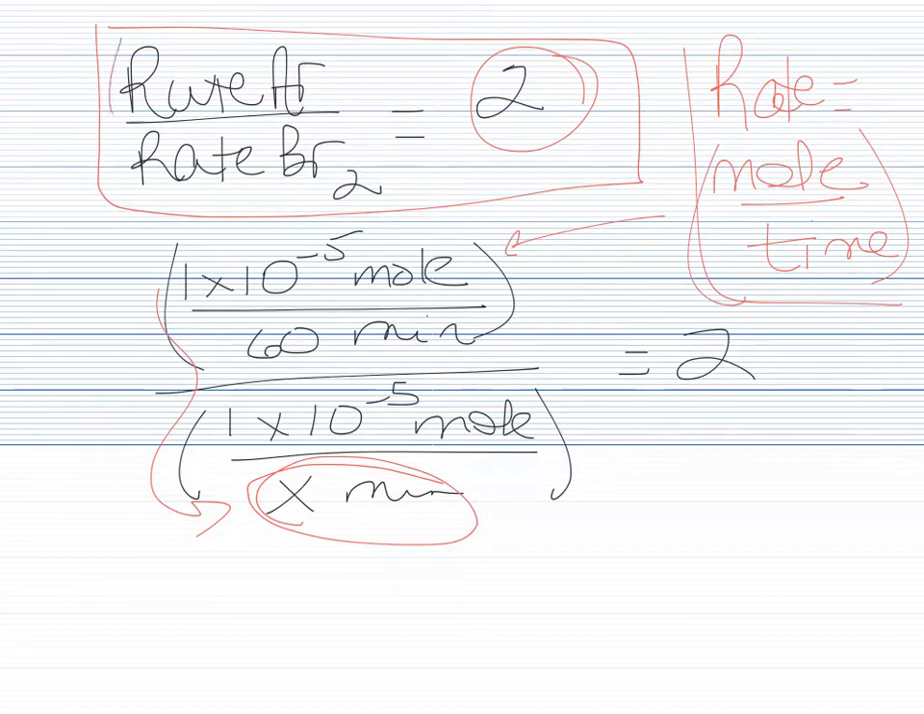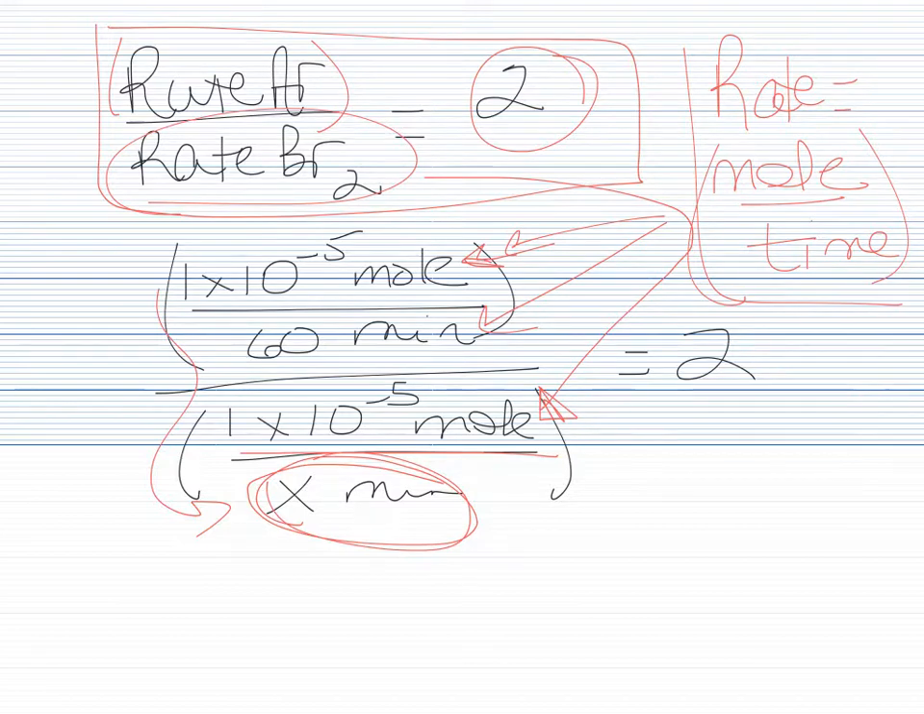So I substituted the rate of argon as the moles of argon. The problem told us it was 1 times 10 to the minus 5 mole over the time it took argon, which is 60 minutes. The reason I switched it from 1 hour to 60 minutes is the problem wants the answer in minutes, not hours. And then, of course, the rate of bromine. The problem said the same amount, so I'm going to put 1 times 10 to the minus 5 moles of bromine, and we are trying to figure out how much time that took.